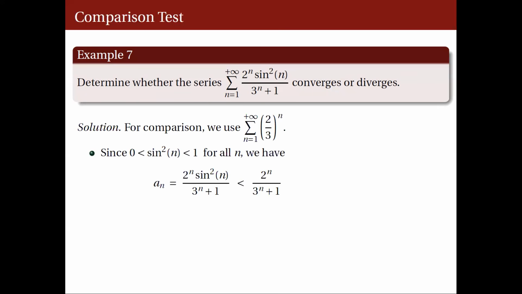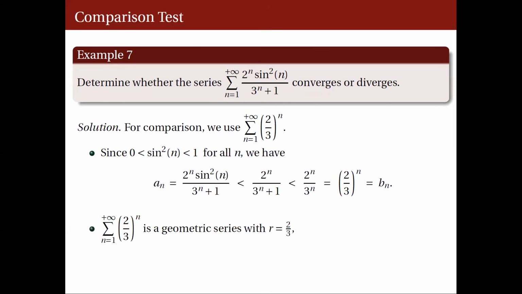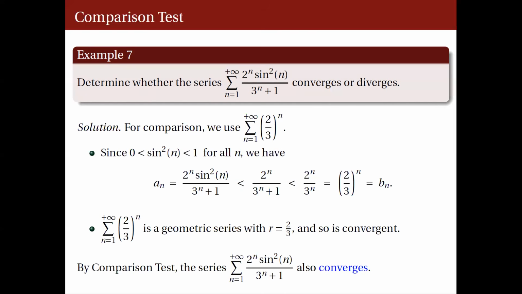Note that 0 is less than sine squared n less than 1 for all n. Kaya ang a sub n ay less than 2 to the n all over 3 to the n plus 1. At ito naman ay less than 2 to the n over 3 to the n, which is our b sub n. At dahil geometric series ang summation of 2/3 raised to n, with r equal to 2/3, ito ay convergent. Kaya by comparison test, the series also converges.